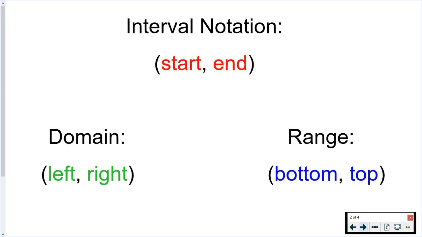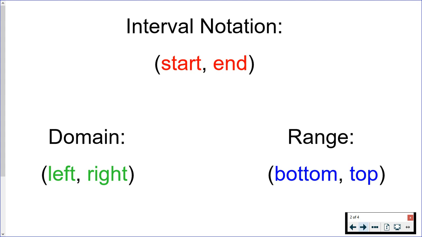Now, when I talk about domain and range, I'm also going to introduce how to use interval notation. Interval notation can be a confusing thing for some people, but the one thing I need you to take away from this is that interval notation is not a point. It looks like an x comma y, but interval notation is telling you where the domain or range starts and where it ends.